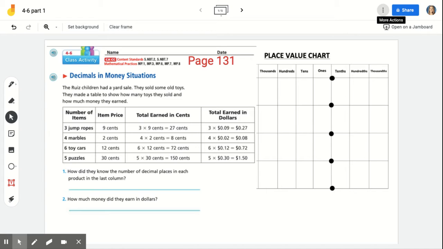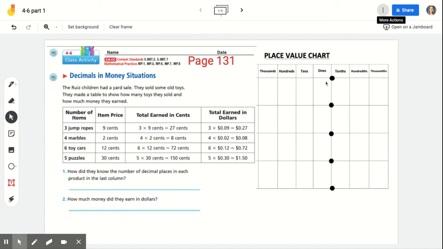And what I would like you to do, please have page 131 in your activity book open, as well as your place value chart open and ready with an expo marker and a pencil. And if you don't have your place value chart, you're going to have to problem solve, copy it onto a piece of paper, for example.